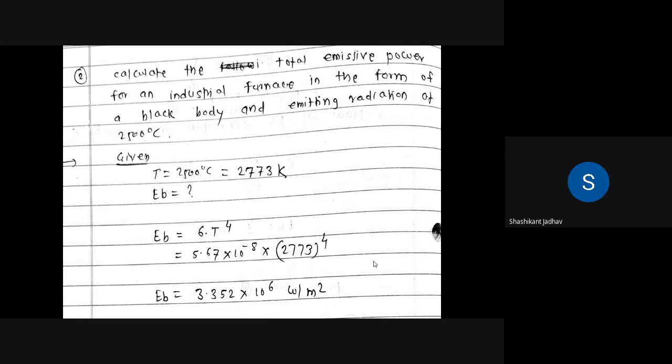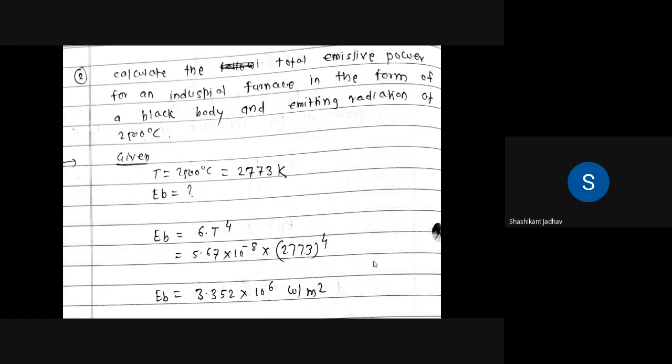Our aim is to calculate the total emissive power, and we have to consider this is a black body. So our equation for the emissive power of a black body is Eb is equal to sigma into T raised to 4. Sigma is nothing but the Stefan-Boltzmann constant, and that value is known to us, that is 5.67 into 10 raised to minus 8. And temperature, that is 2500 degrees Celsius, we have to convert into Kelvin, that is 2773 Kelvin. Put that value into the equation and find out the value of total emissive power of a black body, that is Eb.